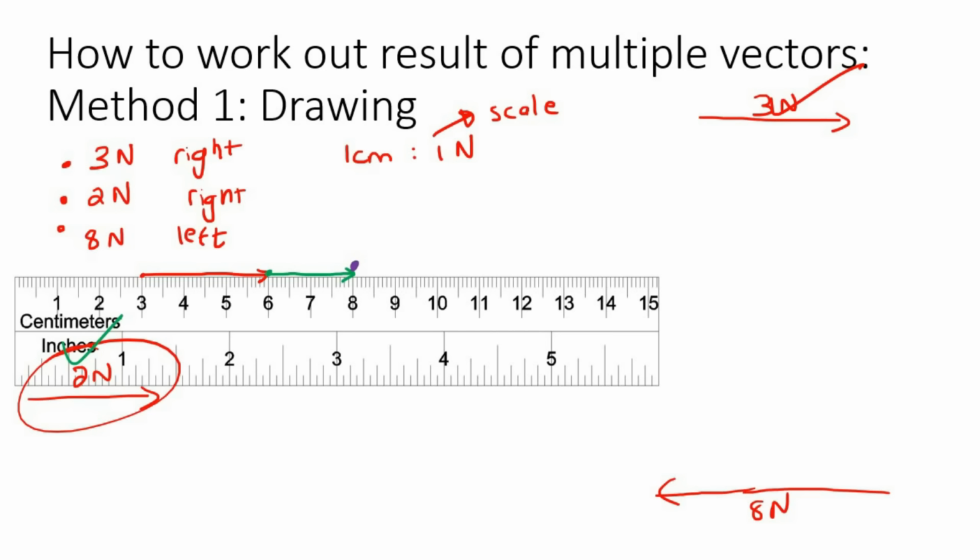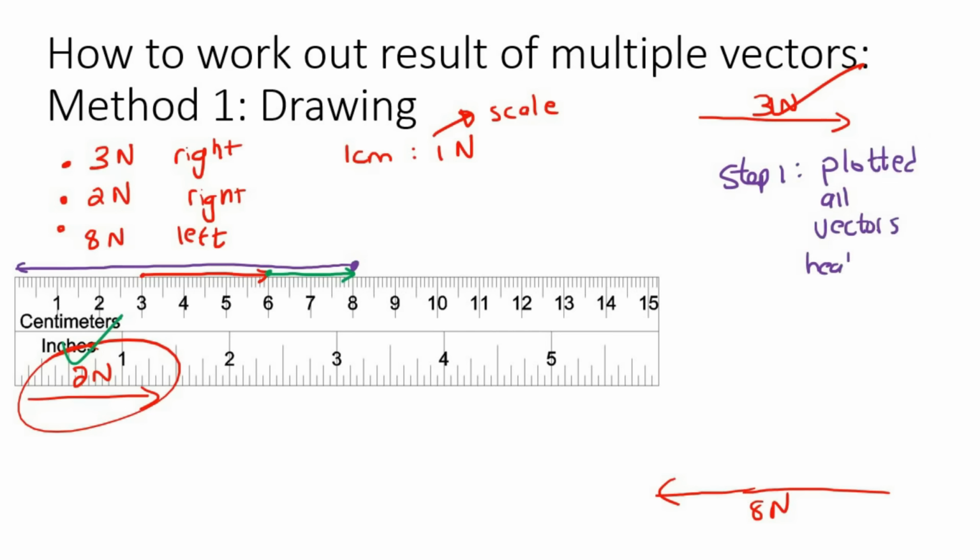But all you want to do is start over here and draw an 8 centimeter line going that way. I put it like that so I can go all the way to here, but you could position your ruler in your own way. So now we have constructed everything, and let's put here what we did. Step 1, we plotted all vectors, and we used head to tail. That means the head, which is the arrow part, connected to the tail of the next one. So we connected all of the heads to the tails.